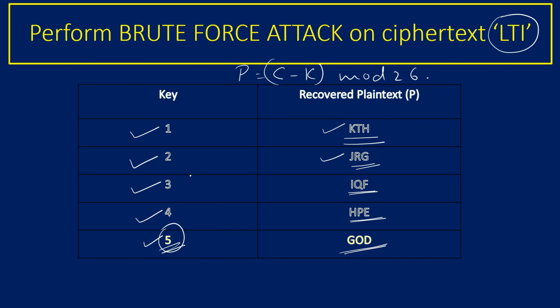So brute force attack is a type of attack where the attacker knows the decryption algorithm, he knows the ciphertext, he has to find out the key, and for which he does an exhaustive search using all the keys and tries to find out which is the correct key. So I hope everyone understood the concept of brute force attack and how do we solve the numericals of brute force attack in case of Caesar cipher.